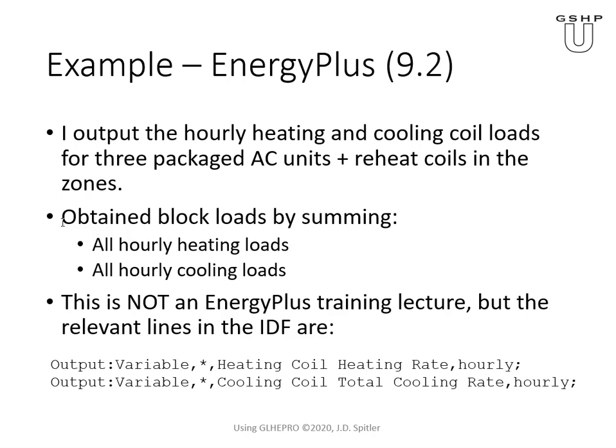But what I did add is these outputs. I got the heating coil heating rate, and that gave me the heating coil rate for all the reheat coils and for the packaged AC unit. So I added them all together to get the hourly block heating load. And then the same thing for the cooling coil, only there are no reheat coils, there are just 3 cooling coils, so I just summed those up to get the cooling loads.